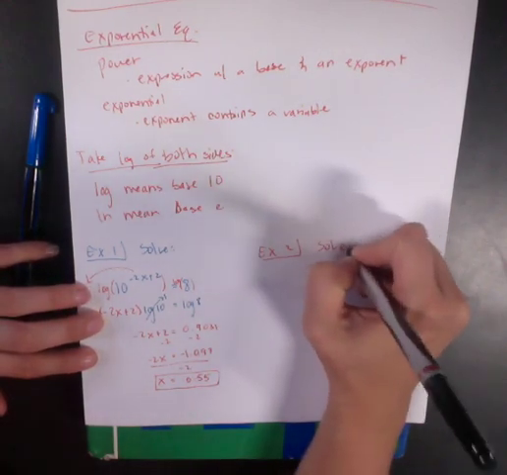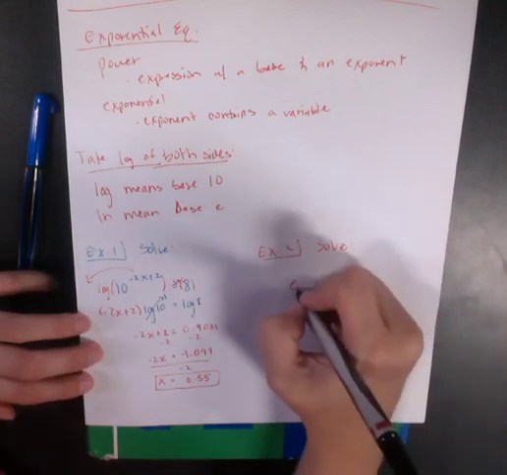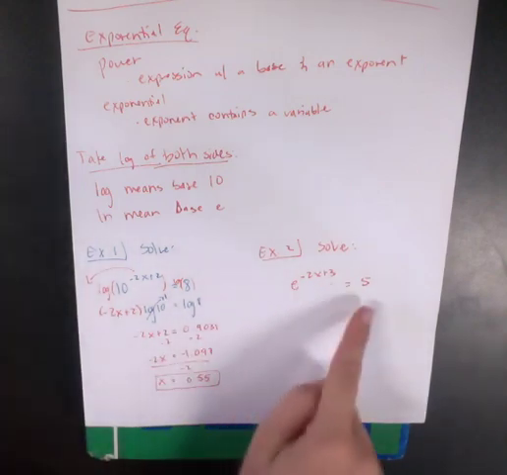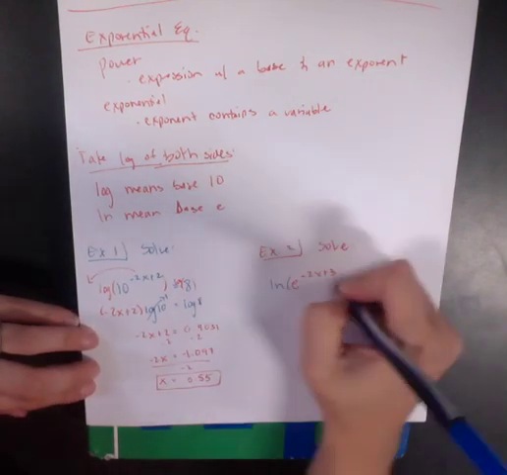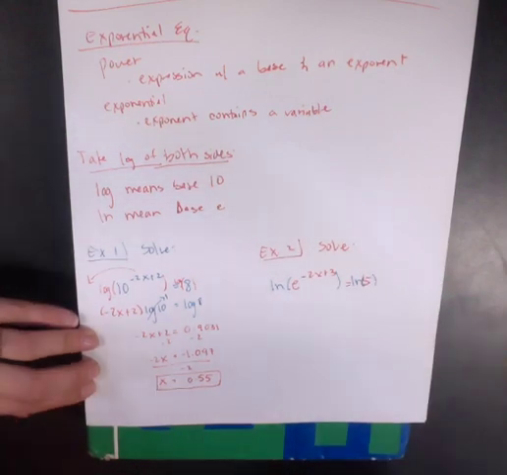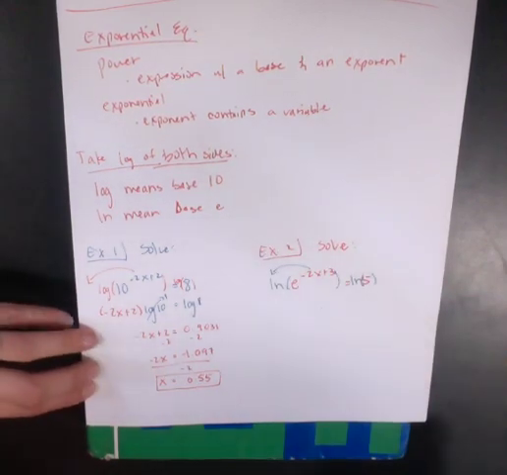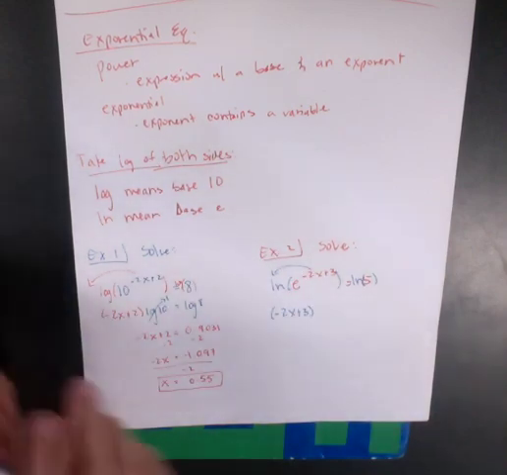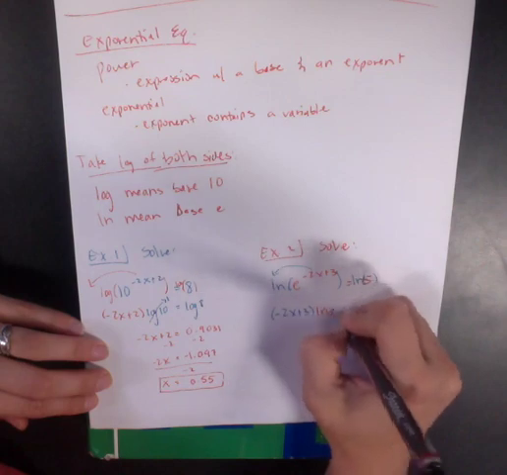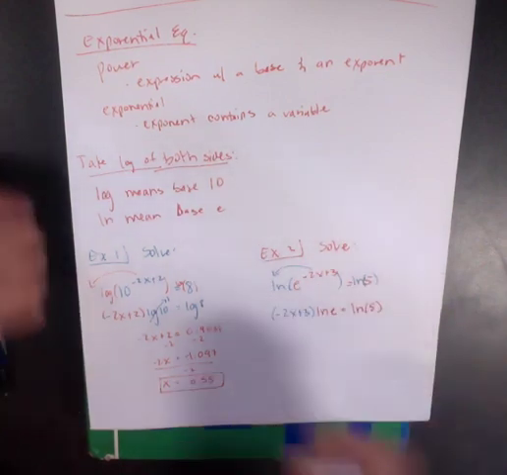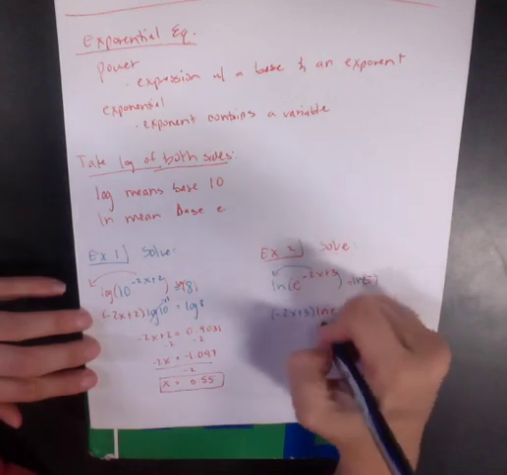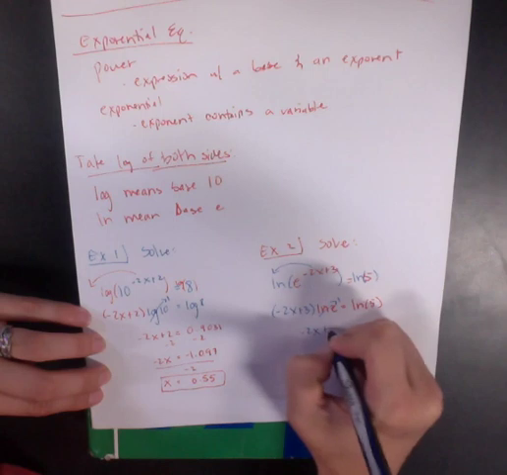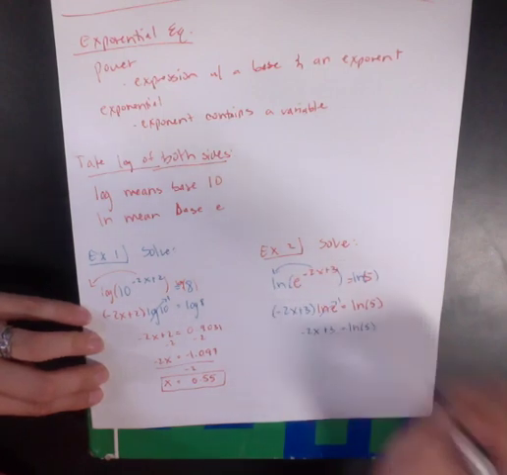Example 2. Solve. If we have e to the negative 2x plus 3 equals 5, so now that I have e, I'm going to take the natural log of both sides. Again, my power comes out front, so I'll have negative 2x plus 3 times the natural log of e gives me the natural log of 5. Now again, we know the natural log of e is 1. So this gives me negative 2x plus 3 equals the natural log of 5.